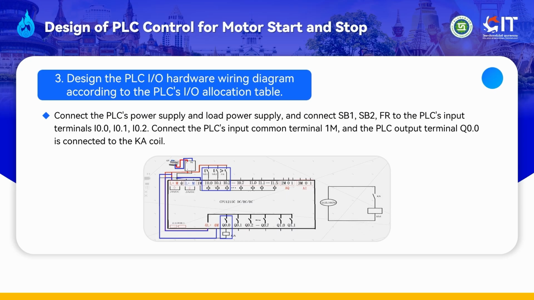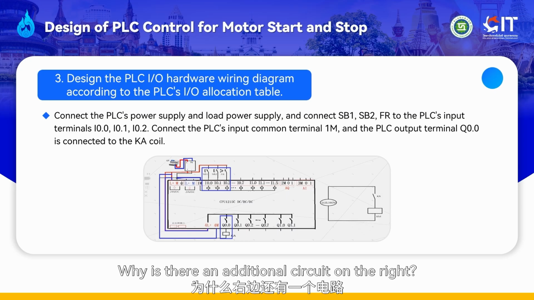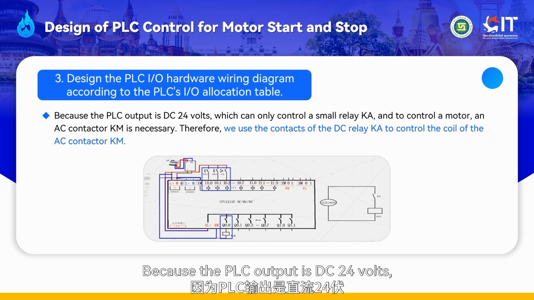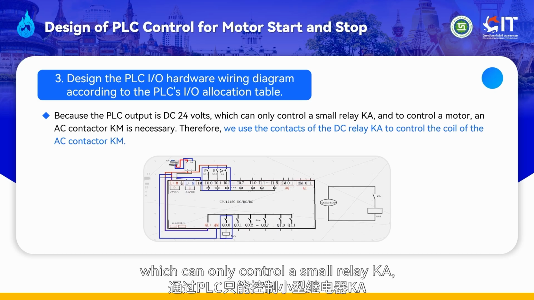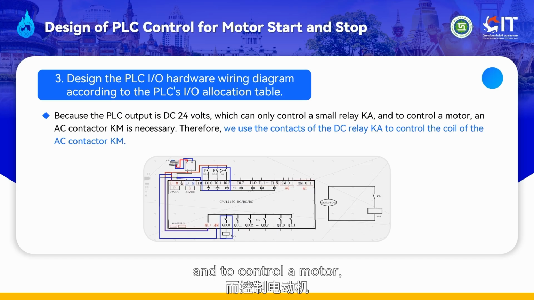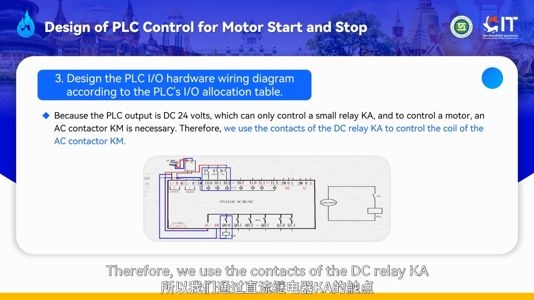the KA coil. Why is there an additional circuit on the right? Because the PLC output is DC 24 volts, which can only control a small relay KA, and to control a motor, an AC contactor KM is necessary. Therefore, we use the contacts of the DC relay KA to control the coil of the AC contactor KM.